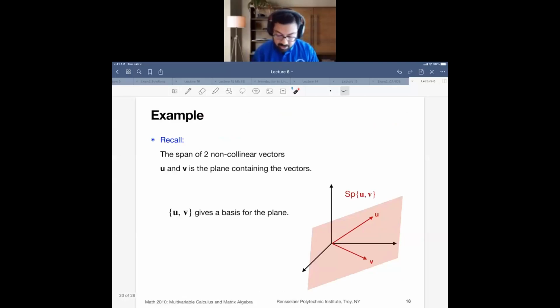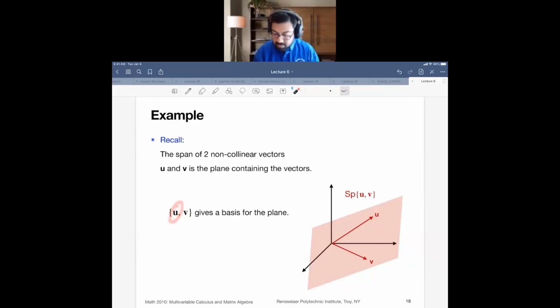So let's take a look at this particular example over here. Here you have a plane in 3 dimensions, and let us say that you have 2 vectors u and v that span all of this plane. So the shaded plane over here is the span of u and v. Any linear combination of u and v, you will be able to span all of that plane. So how many vectors do you have in your basis? Well, u and v, right? Because you need 2 of them to make a plane.